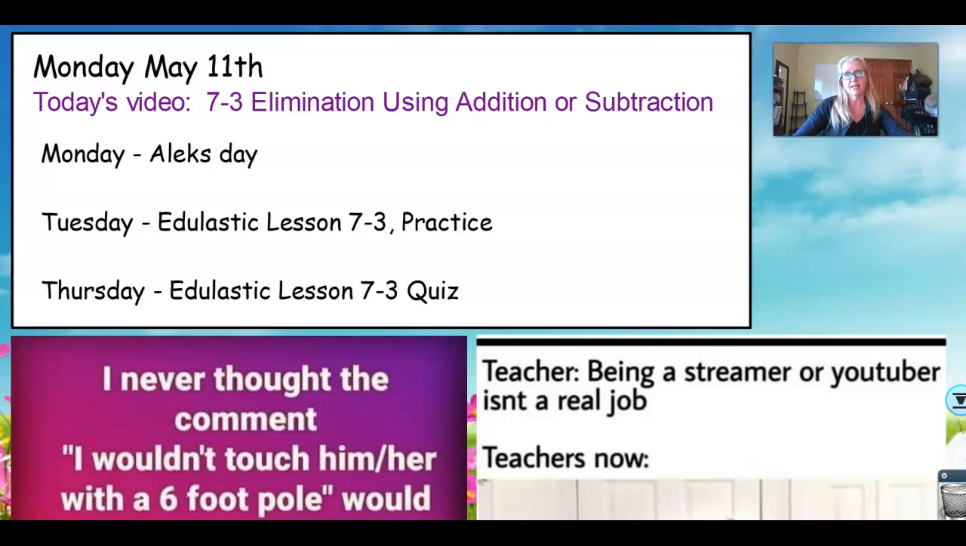It's Monday, May 11th. We're starting something new today. We're going to learn how to solve systems of equations using elimination. Last week we used substitution. The week before that we used graphing. This week we're going to use elimination. And this is actually going to take us probably 2 weeks because you can eliminate by adding and subtracting, but you also can eliminate by multiplying. So we'll do multiplying next week. We'll just focus on addition and subtraction this week.